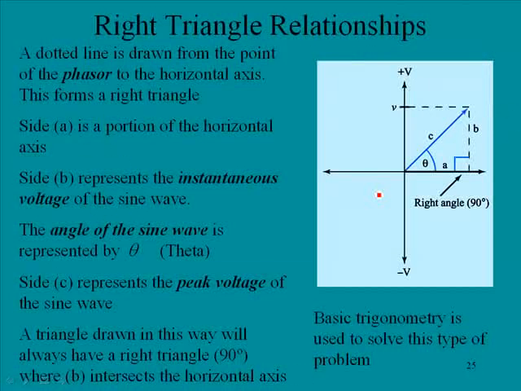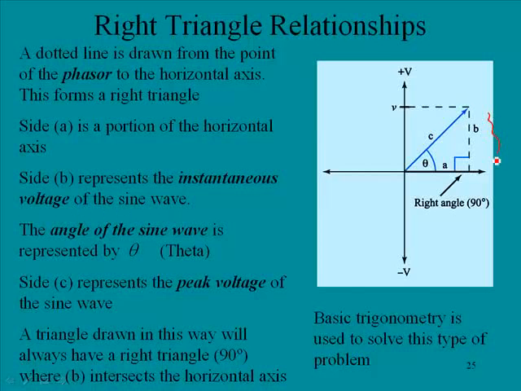Okay, right triangle relationships. A dotted line is drawn from the point of the phasor to the horizontal axis. This forms a right triangle. So from right here, the point of the phasor down to the horizontal axis, we have a right triangle formed by that relationship right there. Side A is a portion of the horizontal axis. So side A here is a part of the horizontal axis. Side B represents the instantaneous voltage of the sine wave.